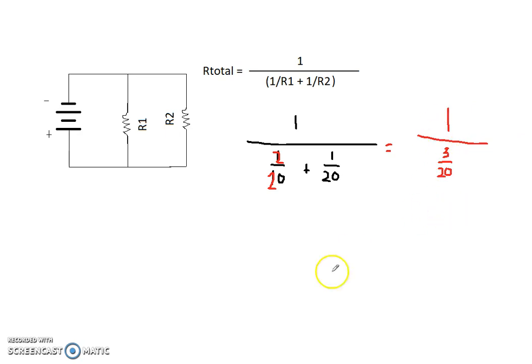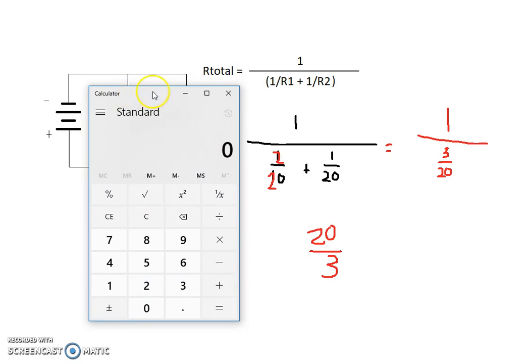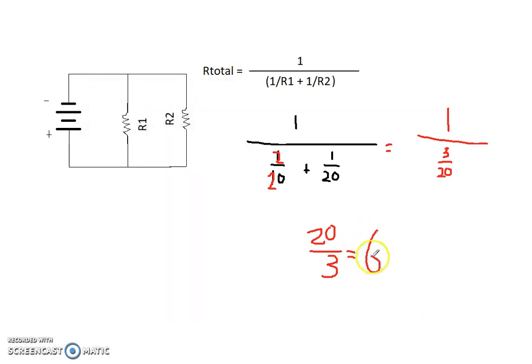And because that's 1 dividing in, that becomes 20/3. Okay? And you can simplify that down. How many times does 3 go into 20? Well, if you need a calculator, here it is. I love fractions. So 6 times, and you have 2/3 left over. 6.67 ohms is our equivalent resistance for these.